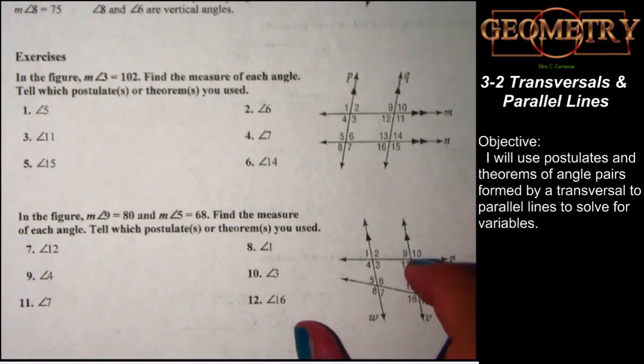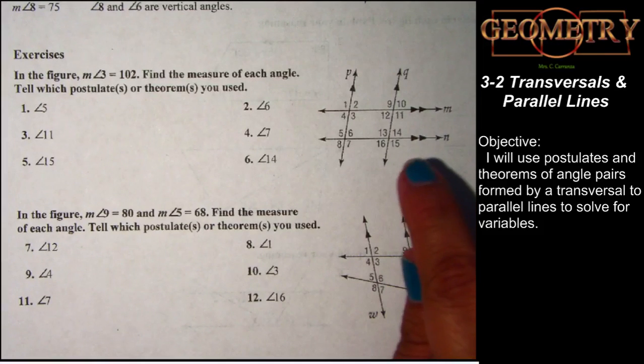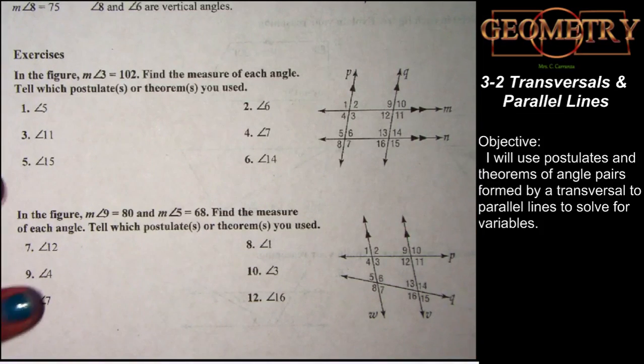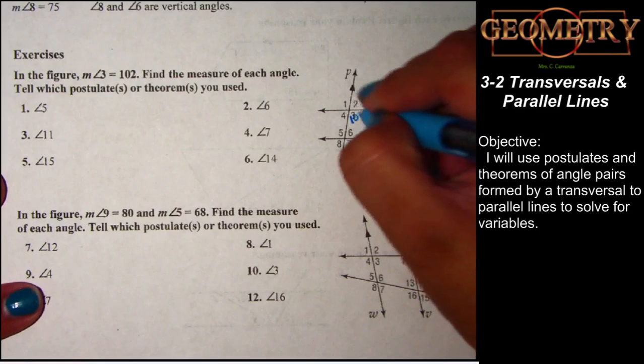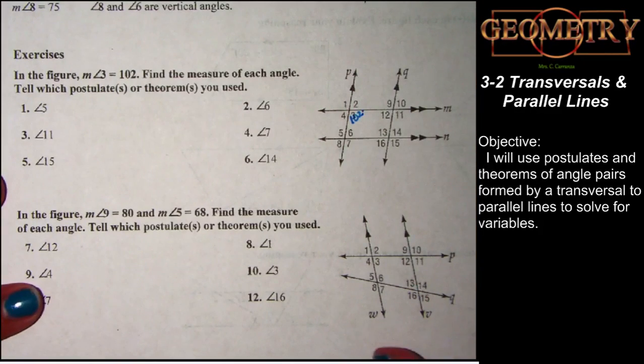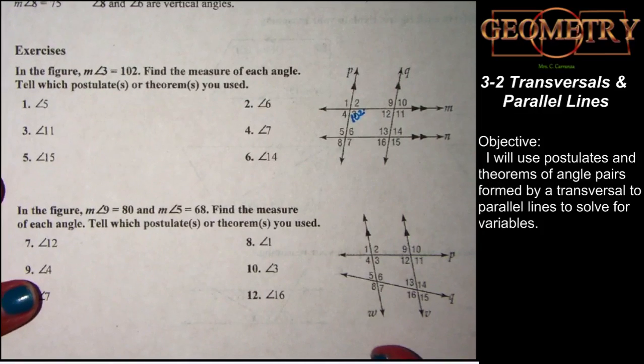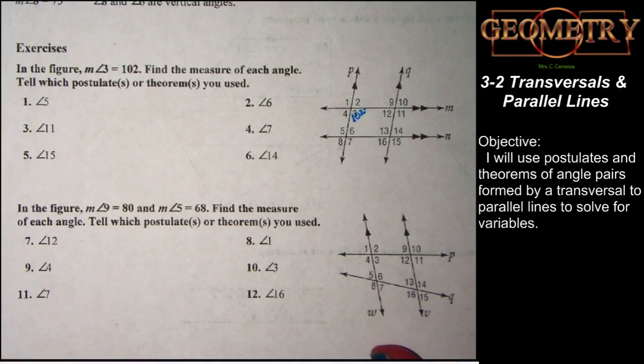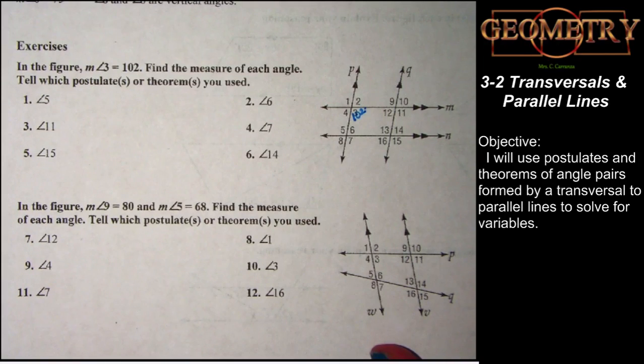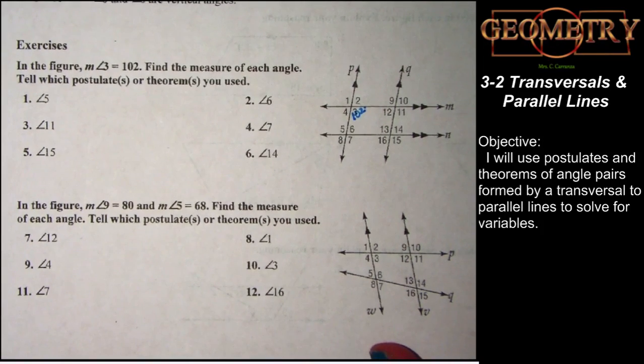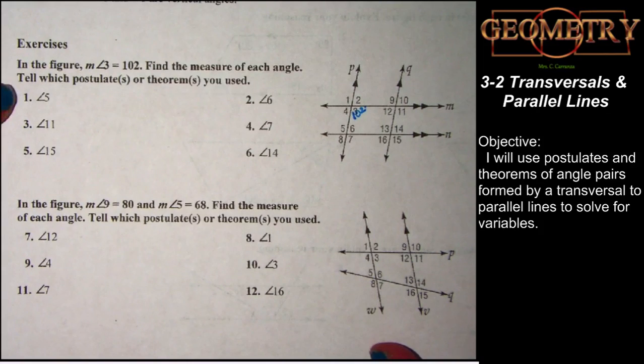Directions say that this figure off to the right shows us that the measure of angle 3 is 102. So I'm going to go ahead and start that off. I'm going to write in here 102 degrees. It wants us to find the measure of each angle it's asking for, and then state which postulate or theorem from your notes you used in order to find the measure of that angle. Okay? Let's start with angle number 5.